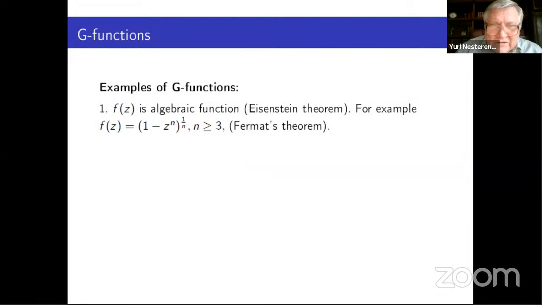But maybe some examples at first. Any algebraic function is a G function. For example, this function is connected to Fermat's theorem. The question is: is it possible to find a rational number Z such that the value of the G function, especially this G function, is rational? This is Fermat.